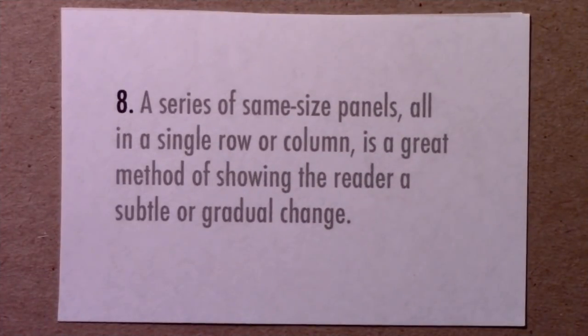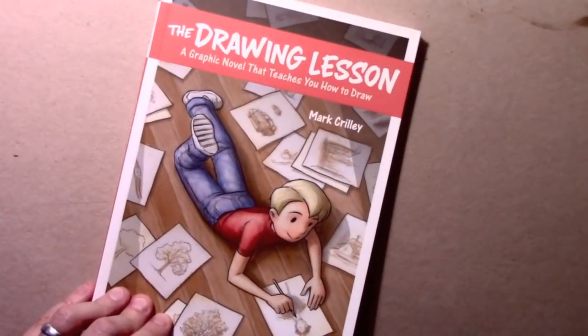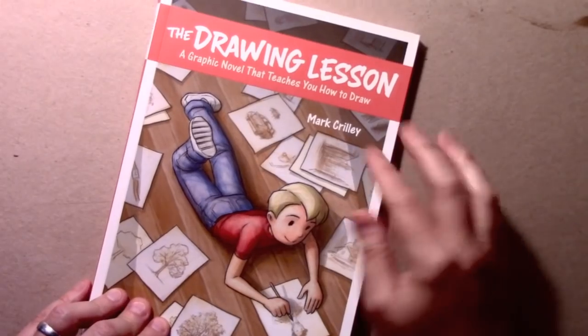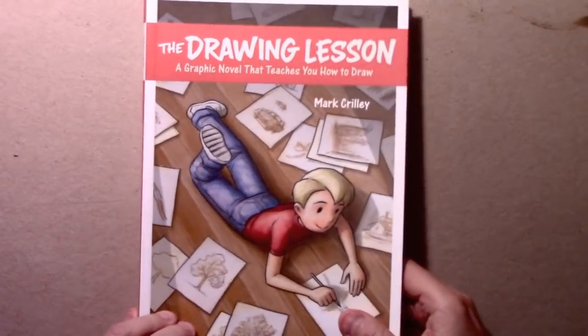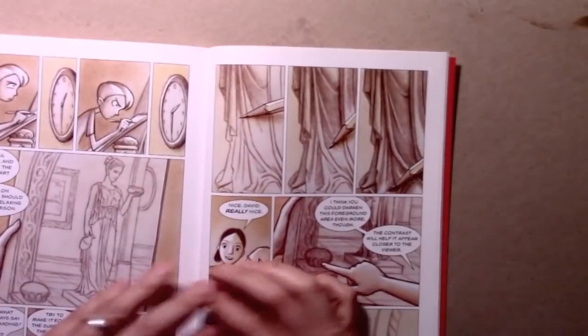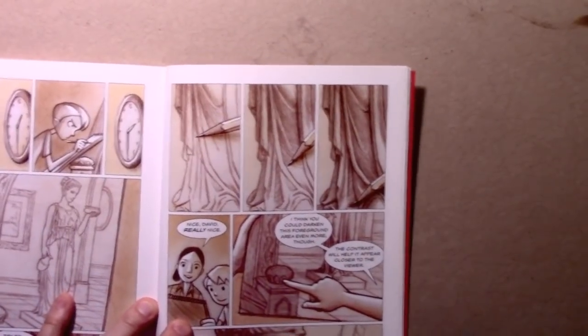Number 8, a series of same-size panels, all in a single row or column, is a great method of showing the reader a subtle or gradual change. So now we're going to get our first example from the drawing lesson, my graphic novel that teaches you how to draw. And this is a pretty good example here of what I was just talking about.